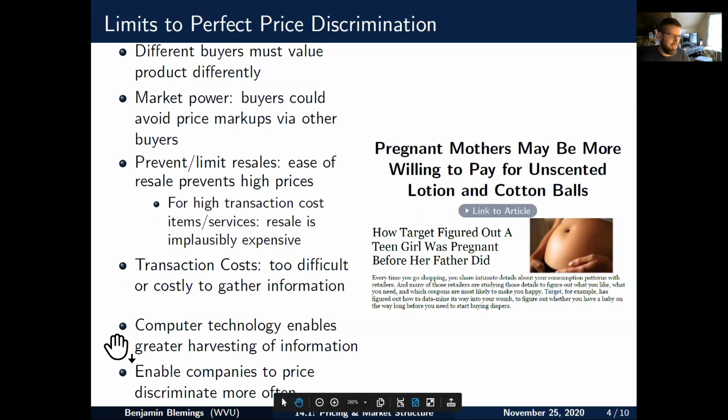I want to point out, though, that computer technology has been enabling companies to price discriminate more, because they can harvest more information, like the Target case shows you.